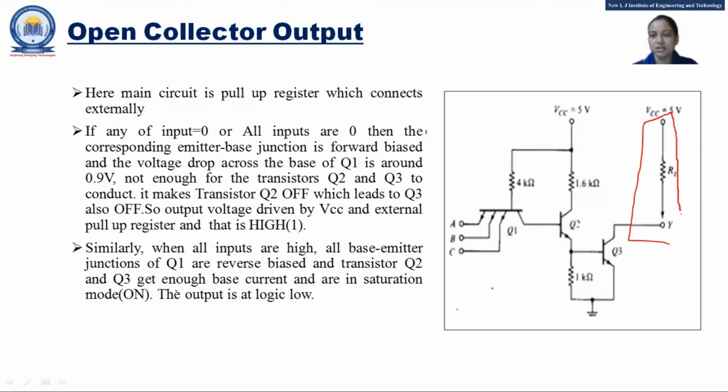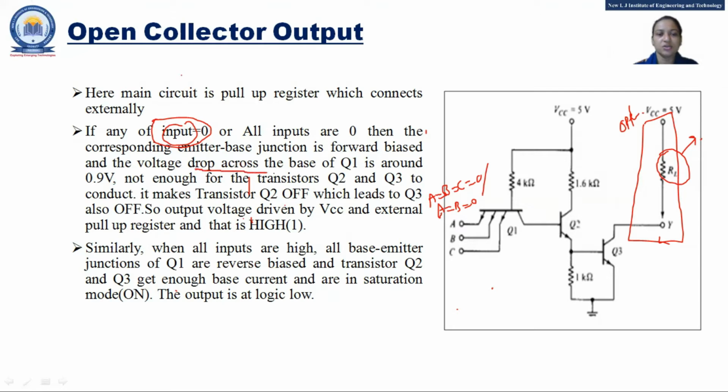Here you can see our main circuit, that is the open collector circuit. RL is our pull-up resistor, which connects externally. Now if we apply an input of 0 to all or any of the inputs, that makes Q1 forward biased.